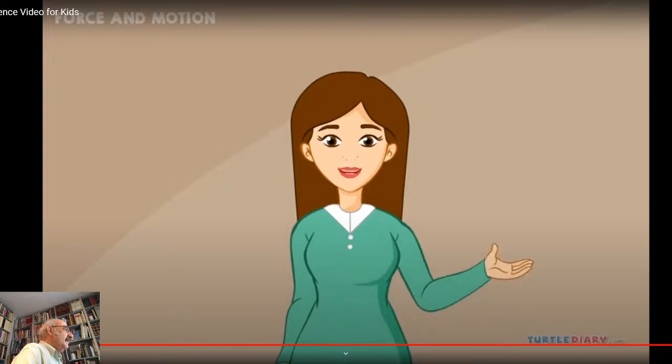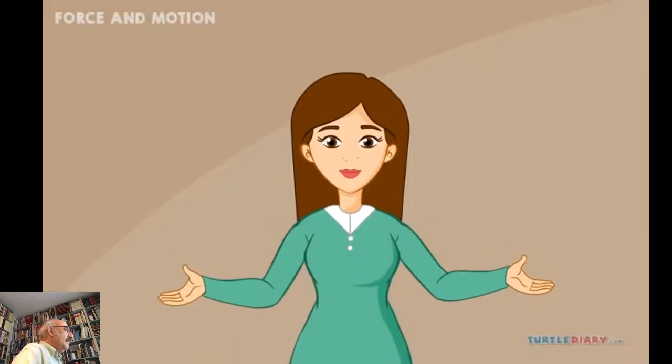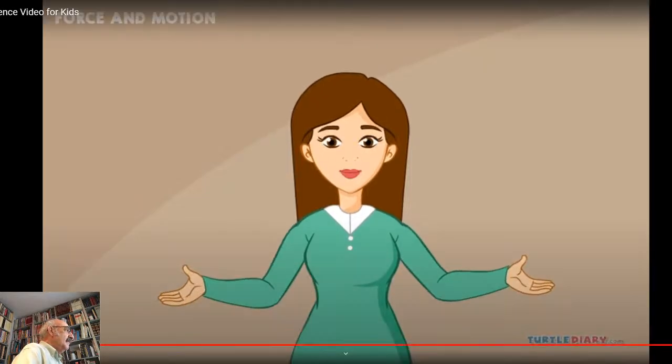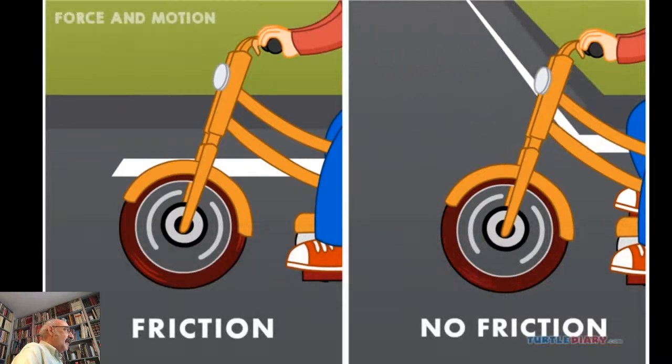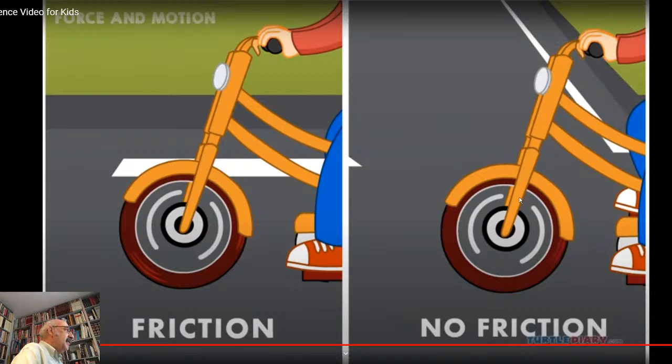But if there were no friction and no other force stopping it, your bike would just keep rolling on forever. Remember, we need friction because otherwise we would be moving forever. So friction is something that opposes our movement and is really necessary for us to live, because otherwise we would keep on moving.